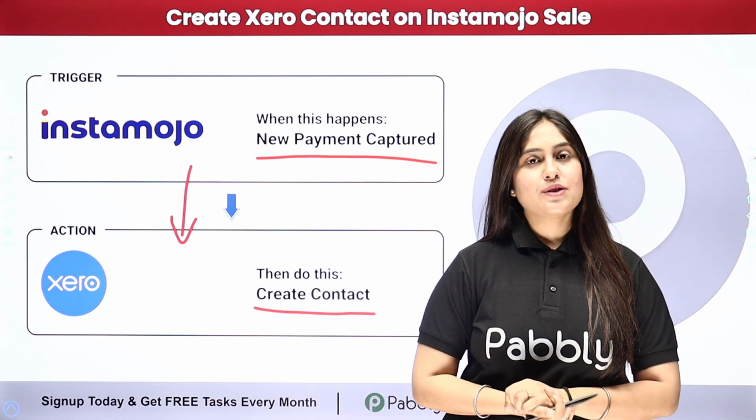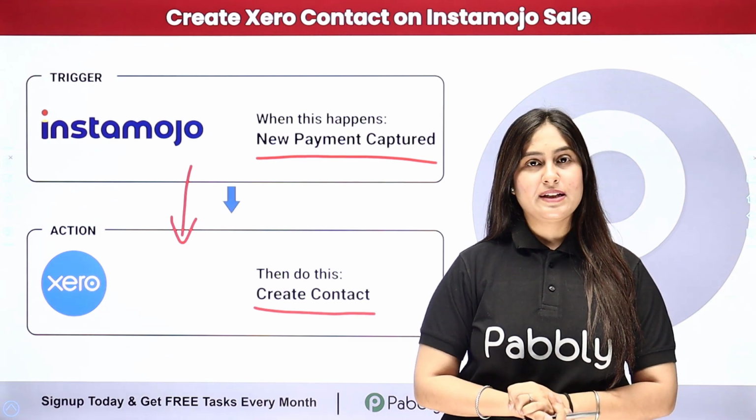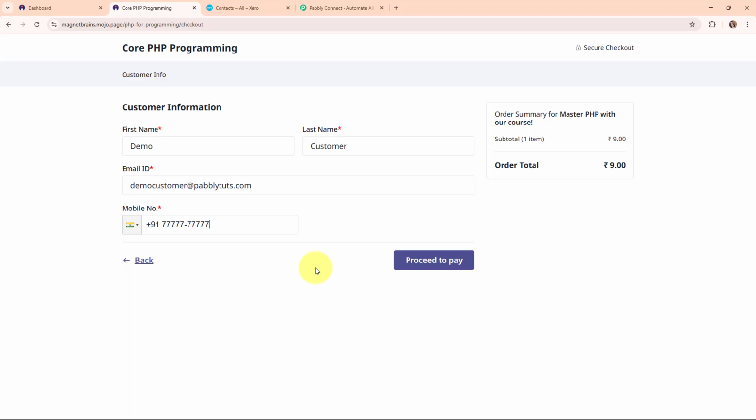So to see the working of this automation and to learn this process step by step, let me take you to my screen. Welcome to my screen. So in this video, I'll show you how to automatically create a Xero contact whenever a sale happens on Instamojo. This integration will help you keep your accounting records updated without any manual effort, making invoicing and financial management seamless. So stay with me as I walk you through the step-by-step process.